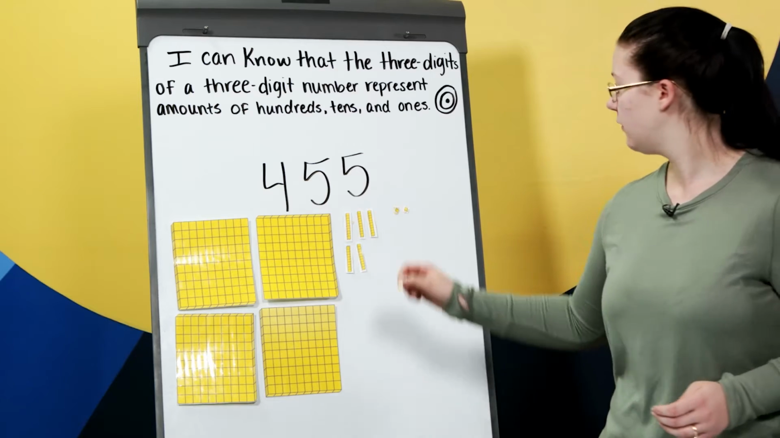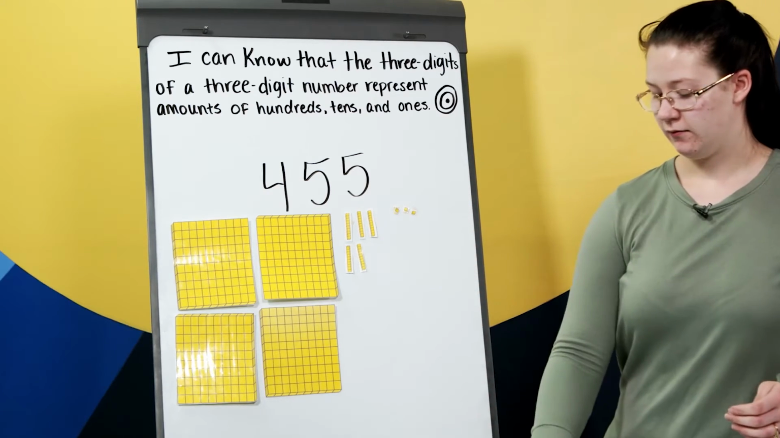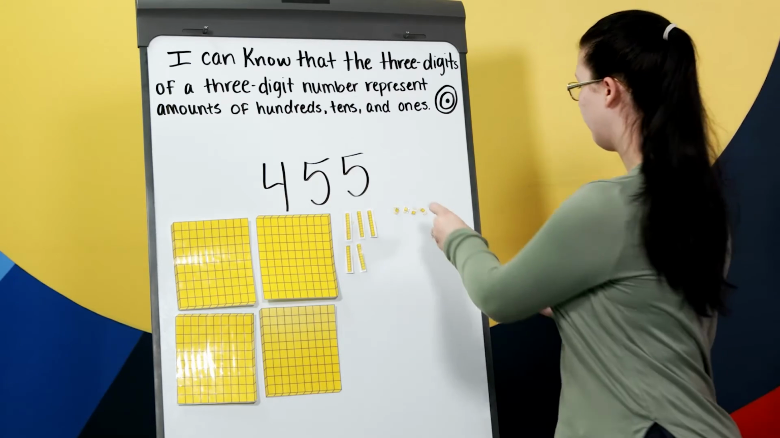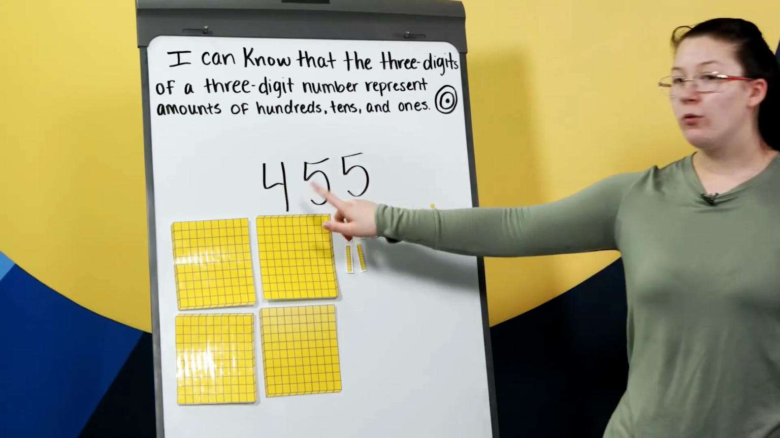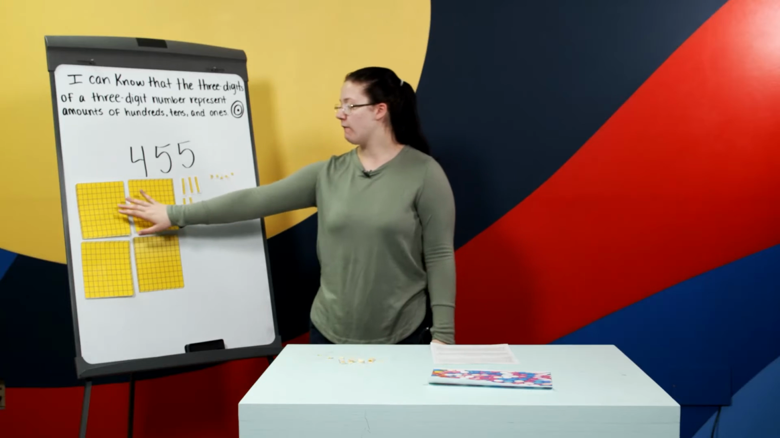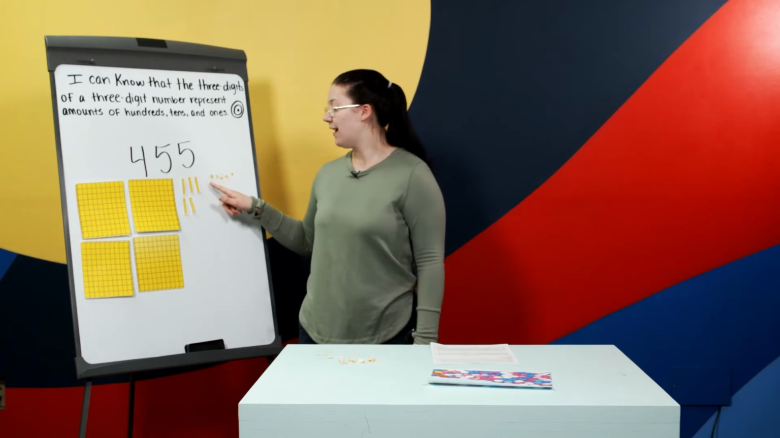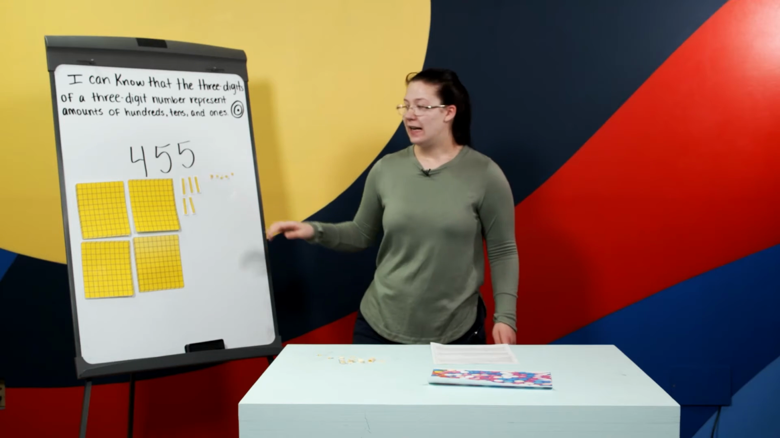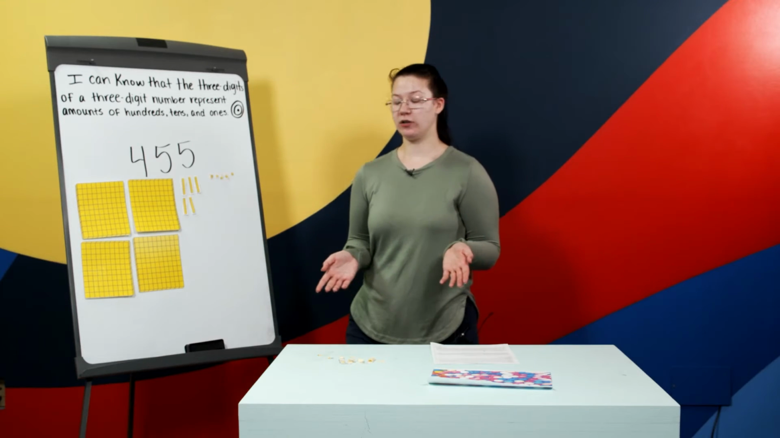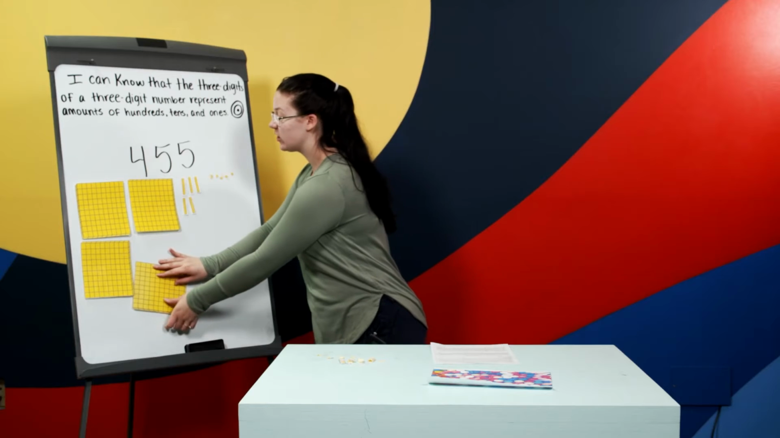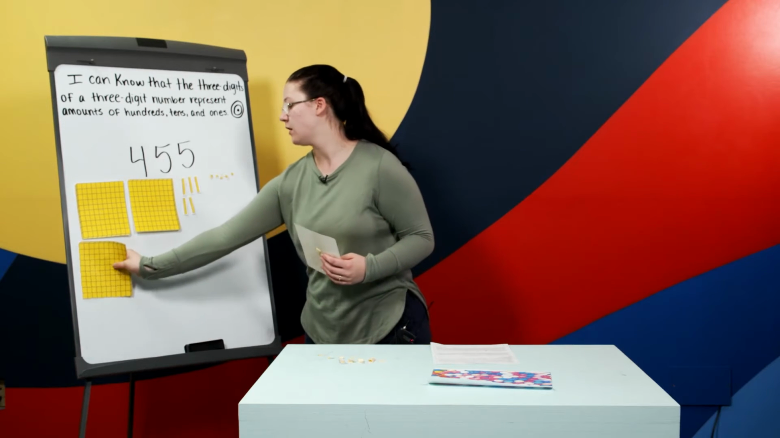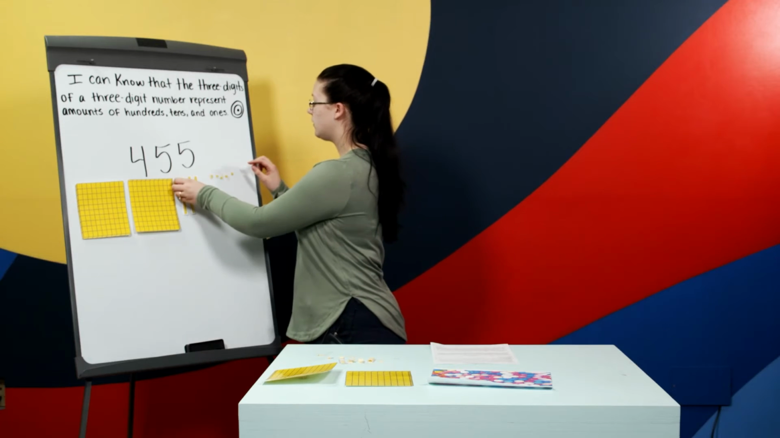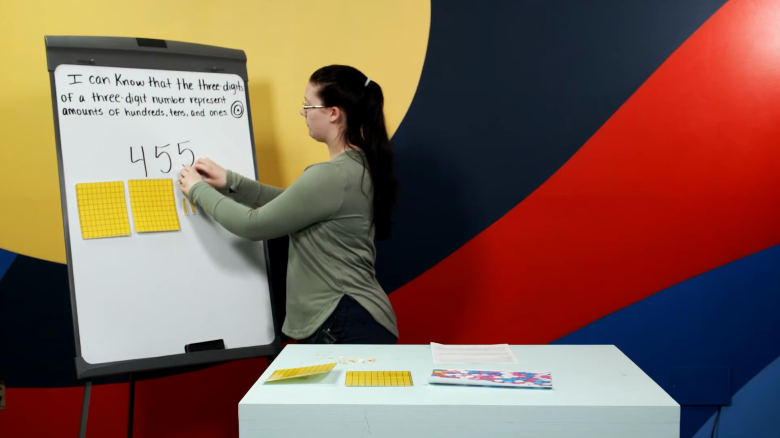So we're going to put 5 of our ones up here. 2, 3, 4, and 5. So in 455, there are 4 hundreds, 5 tens, and 5 ones. Now you might not always have base 10 blocks around to help you visualize and represent these numbers. So another way to do it is just by writing out those smaller numbers that are inside the big number.